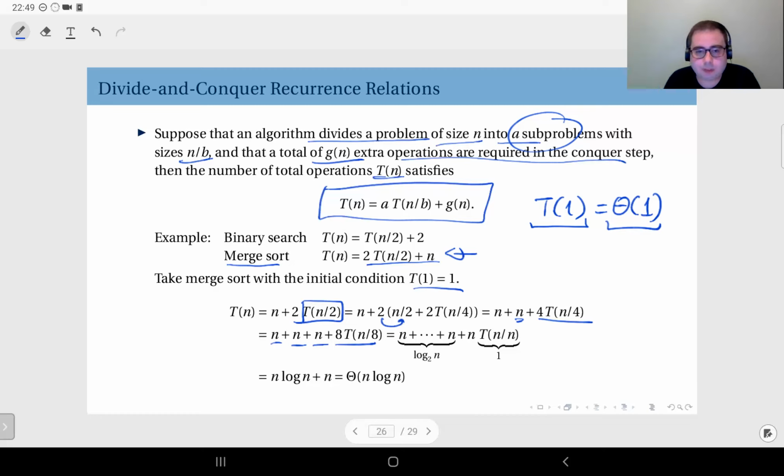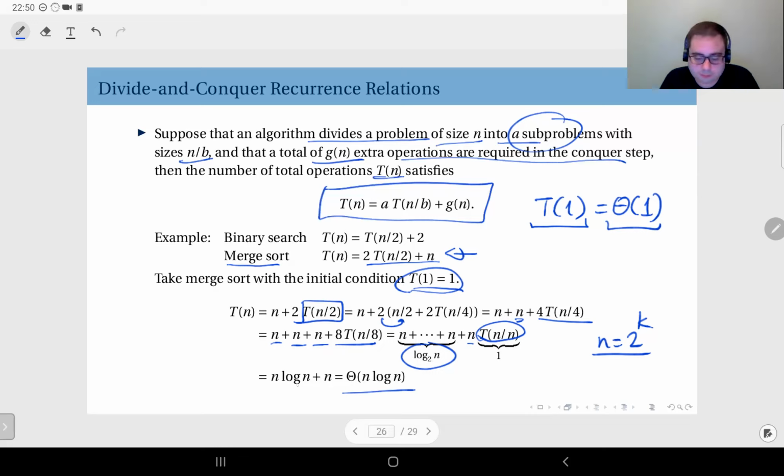Until you reach T(n over n), you need log 2 of n steps, assuming that n is a power of 2 without loss of generality. You will have n plus n plus n plus n plus n, where there are log 2 n terms here, plus n times T(n over n), and this is T(1), and based on our initial value, this is 1. Therefore, this is n times log 2 of n plus n, okay? And essentially, this is a big theta n log n expression.